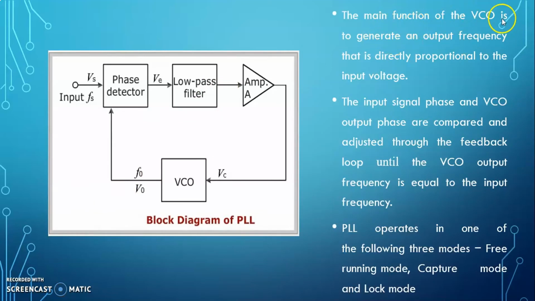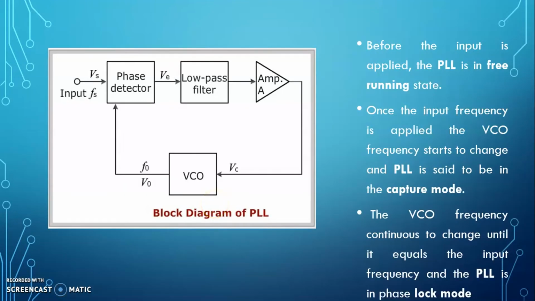The main function of the voltage controlled oscillator is to generate an output frequency that is directly proportional to the input voltage. The input signal phase and the voltage controlled oscillator output phase are compared and adjusted through the feedback loop until the voltage controlled oscillator output frequency is equal to the input signal frequency. The PLL operates in one of the following three modes: free running mode, capture mode, and lock mode.